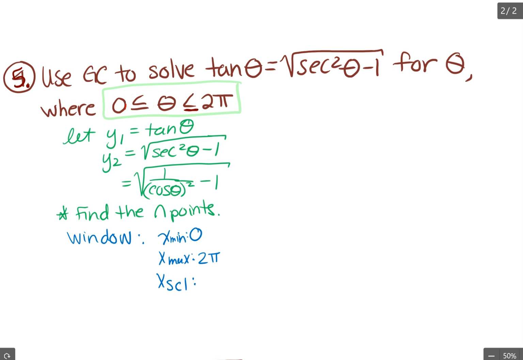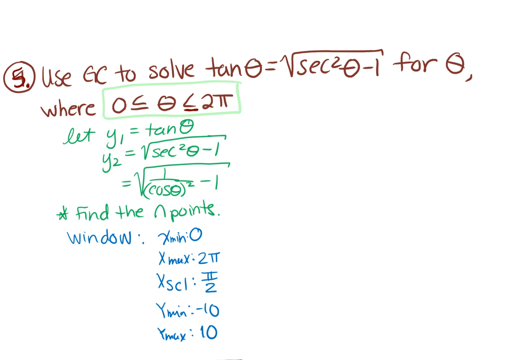The x scale is what your calculator shows the tick marks for. So for x scale, I usually start with pi over 2. And then I see what my graph looks like. And if I need other tick marks, I'll change to pi over 4 or pi over 6, wherever I think the boundaries are going to be for the problem. Then your y doesn't really matter so much. So you can just do your y min as -10 and your y max at +10 if you'd like.